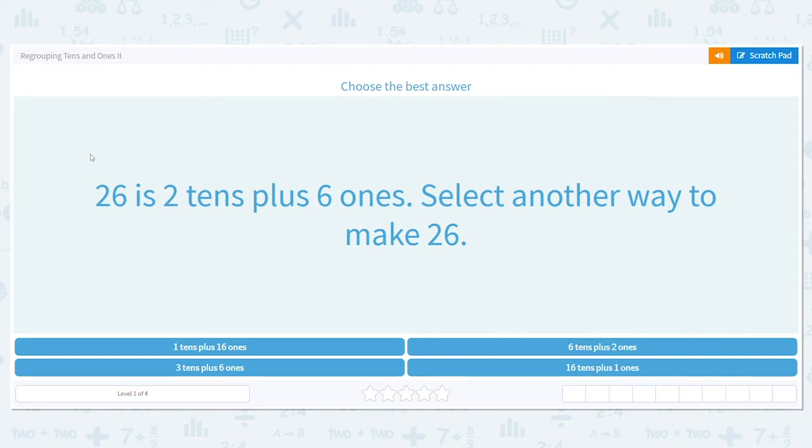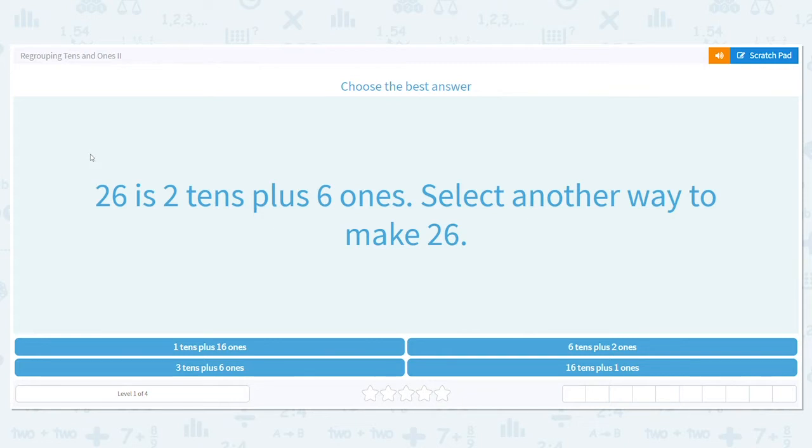Today we're going to practice regrouping tens and ones. Okay, so 26 is 2 tens plus 6 ones. What is another way to make 26?